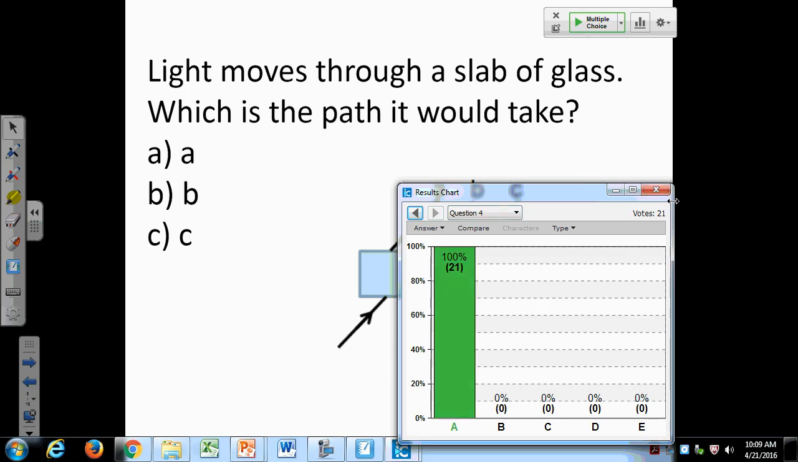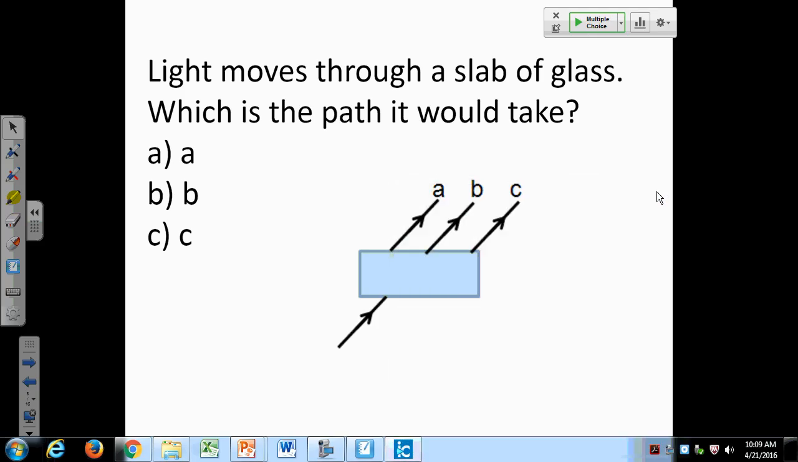Okay, awesome. A is right. So my light ray will bend towards the normal here, and then it bends away from the normal. Notice if it didn't bend at all, it would follow path B. And if it bent away from the normal, it would follow path C. This would be different if I was moving instead from glass to air, right? So be careful on the type of medium that you're traveling to or from.